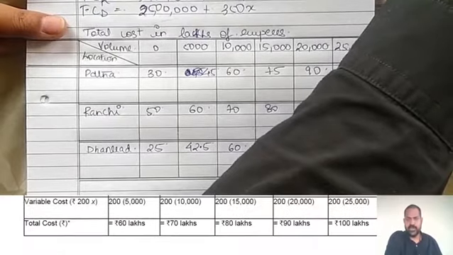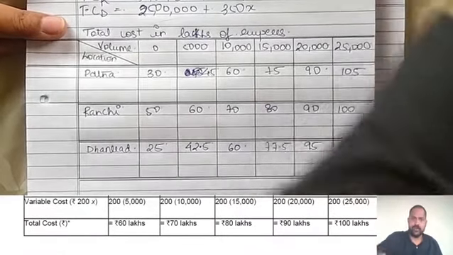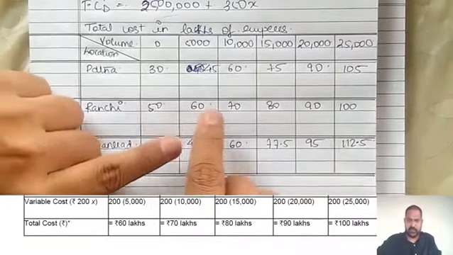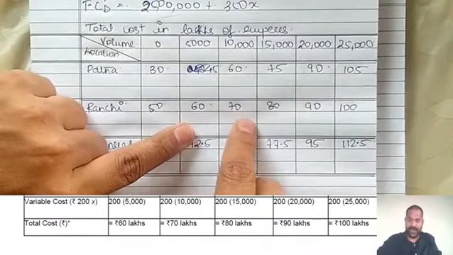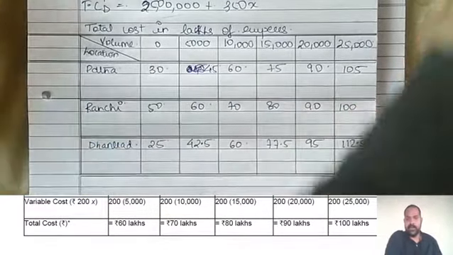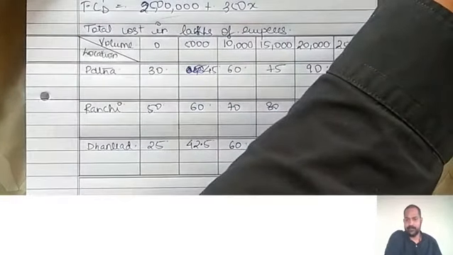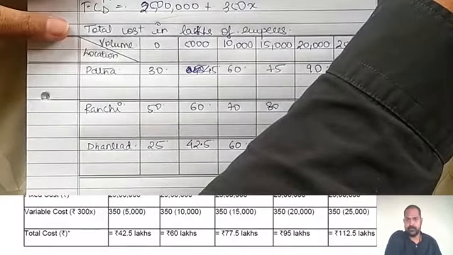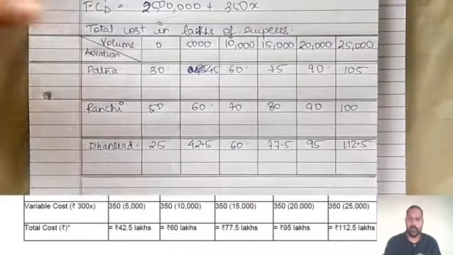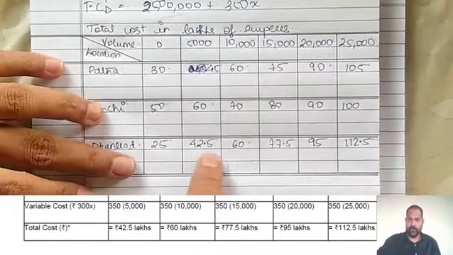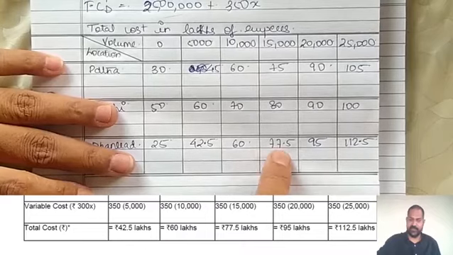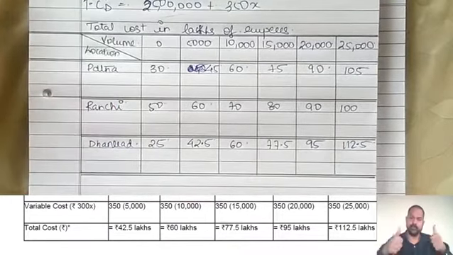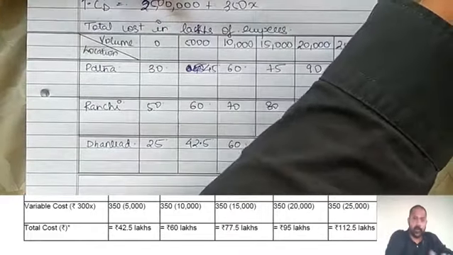So this is Ranchi. They don't start with the first, they start with the second. So 60, 70, 80, 90 and 100. Let's last come to Dhanbad. For Dhanbad, it will be 42.5, 60, 77.5, 95 and 112.5. Same. Fantastic. I have a problem.